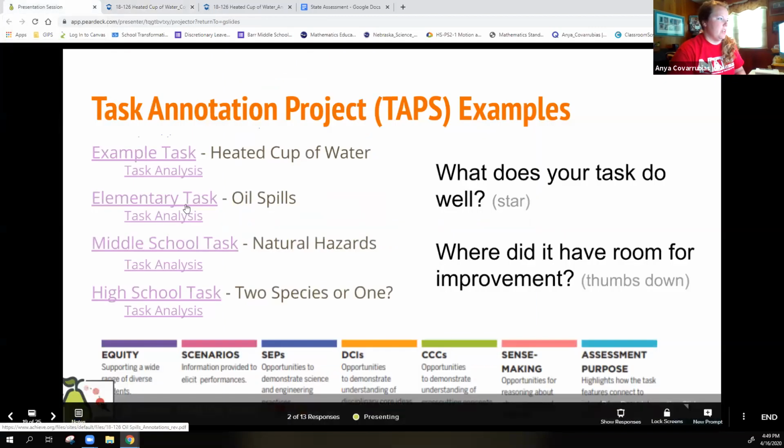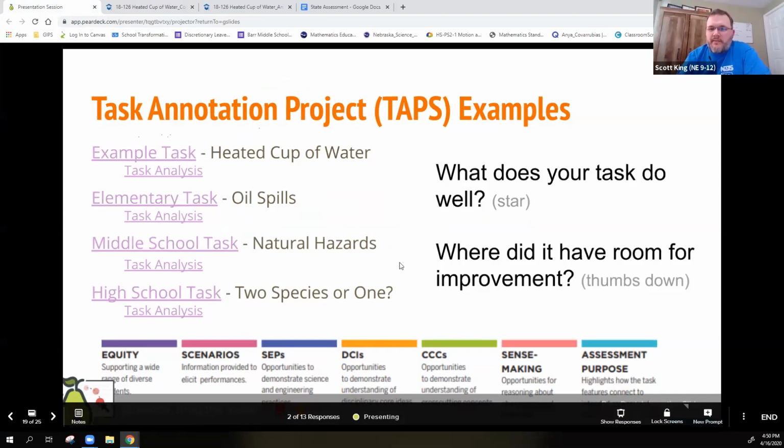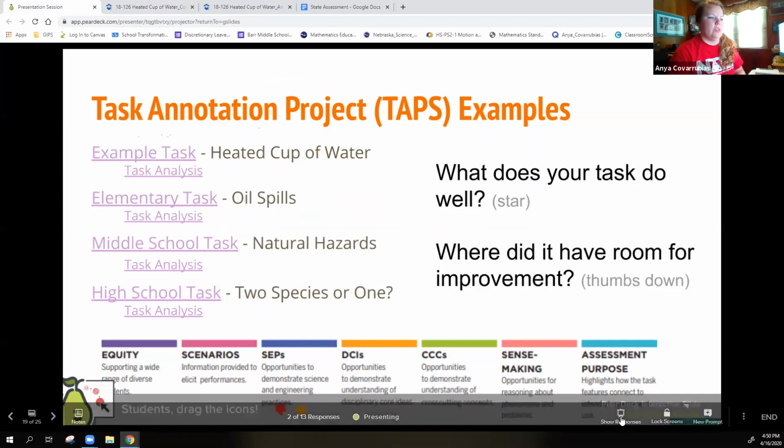So we'll go back over here. Scott, do you have those links in the chat? So we have an elementary task for oil spills, a middle school task for natural hazards, and a high school task for 2 species or 1. Those are all in the chat box. And Anya, we're only going to give about 3 minutes here because we got to move on. Perfect. So just the 3 minutes, just kind of a quick little overview.